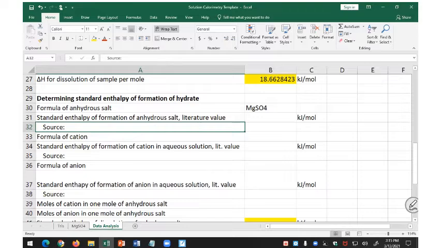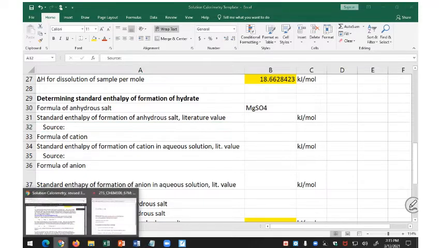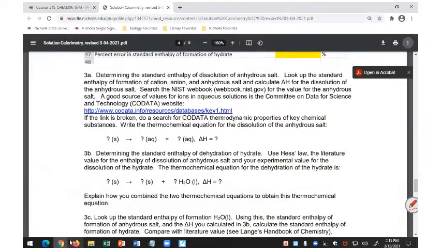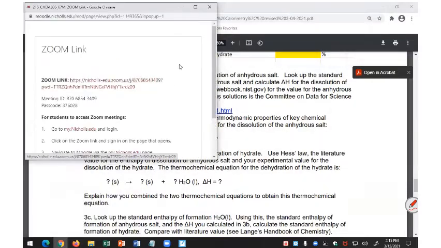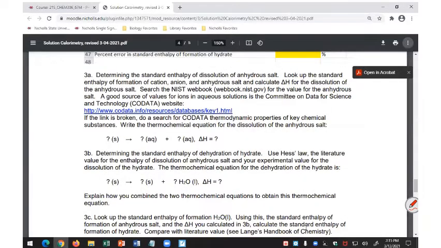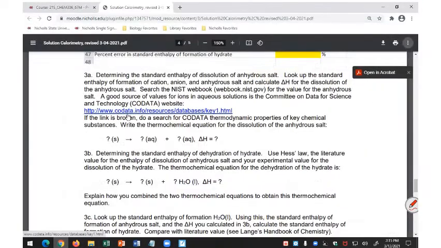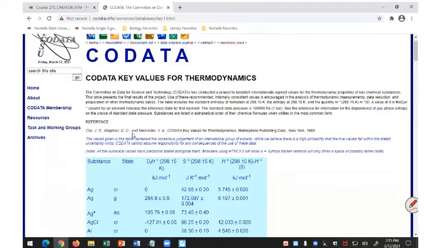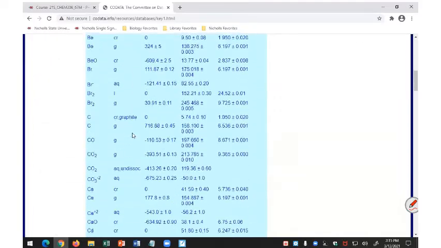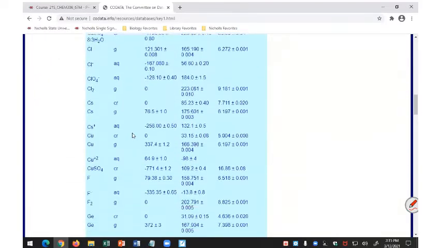The anhydrous salt, where would we find it? Where would we find the aqueous solution? So let's go to the CODATA website. Okay, so what numbers can we find here? Let's see if we can find what we need here.